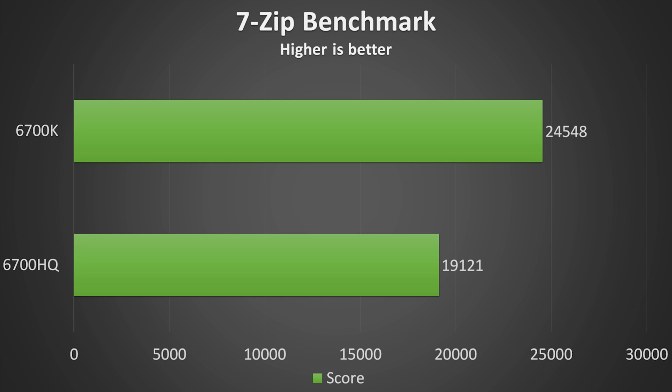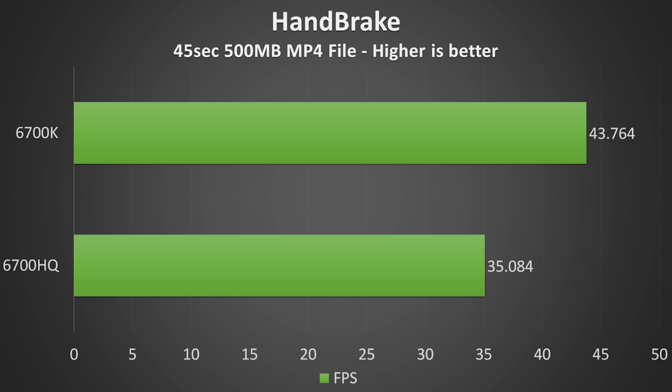The 7-zip benchmark was run for 10 passes with a dictionary of 32 MB. The 6700HQ got a total rating of 19,121 MIPS, while the 6700K got a total rating of 24,548 MIPS. So again, as expected, the 6700K comes out on top for compression. I then used Handbrake to encode a 500MB MP4 video file that I recorded from 1080p to 720p. The 6700HQ completed the job at an average speed of 35 frames per second, while the 6700K completed encoding the same file at 43.7 frames per second, so the K was a bit faster for the encoding test, which could definitely be useful if you render a lot of video.